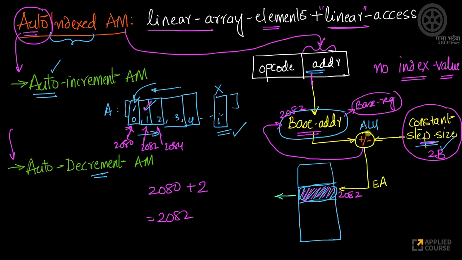So what happens is the output of the ALU itself goes back and updates the base register that we have, right? Very simple. Again, increment basically means you're adding the step size. Decrement basically means you're subtracting the step size. That's it. The step size itself is a constant.